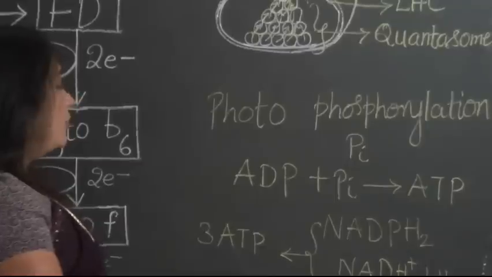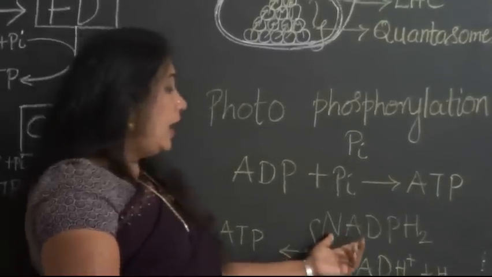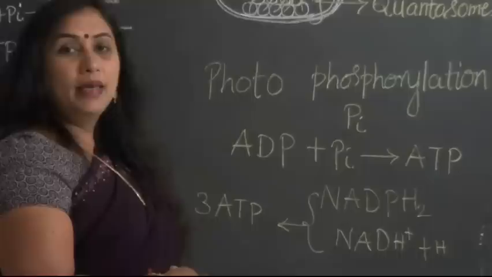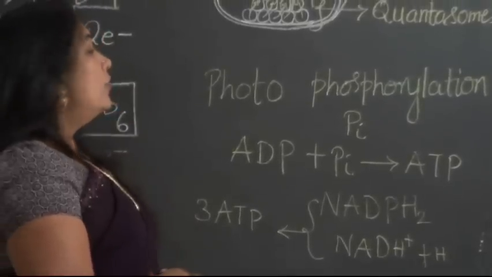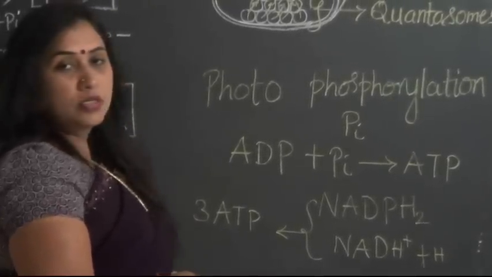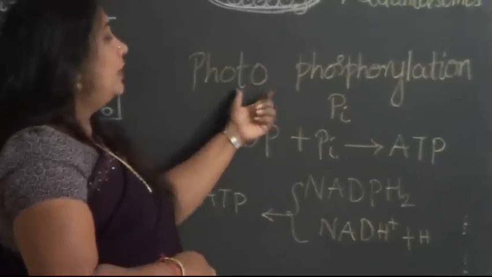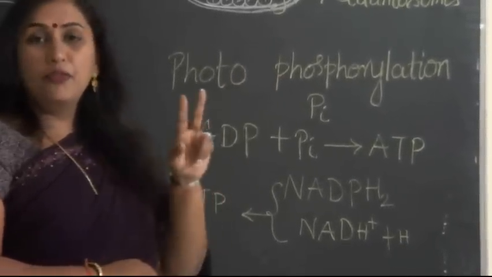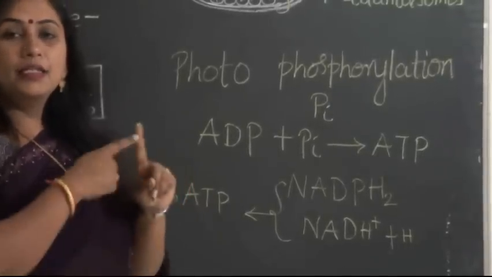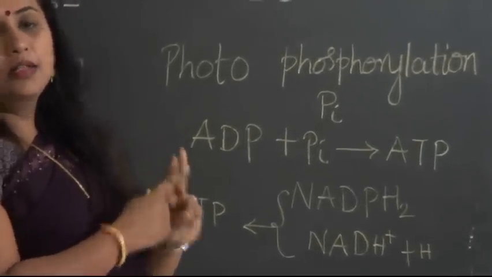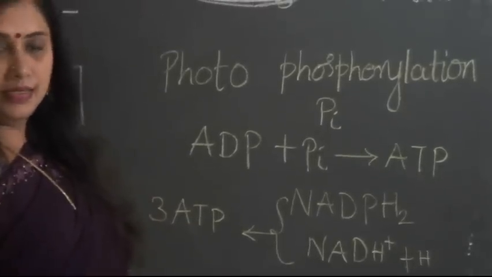Similarly, the bond would be formed between the NAD and the hydrogen by again utilizing the chemical energy given out by these electrons. This photophosphorylation will take two types of paths. One path is called the cyclic photophosphorylation. The other path is called the non-cyclic photophosphorylation.